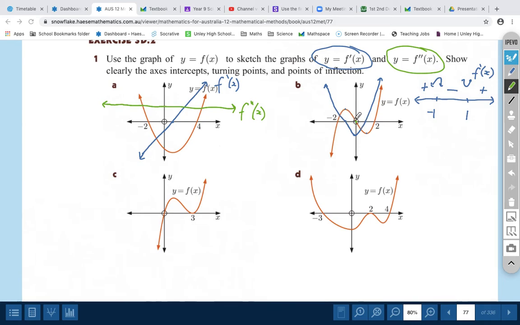If we're concave down, we've got negative. Just whack it through a bit, maybe like that. So if we're concave down, we have decreasing gradients. I can see it here. The gradients were getting smaller, smaller, and then became negative as well. Right? So we've got negative second derivative values. Then we have increasing gradients or positive second derivative.